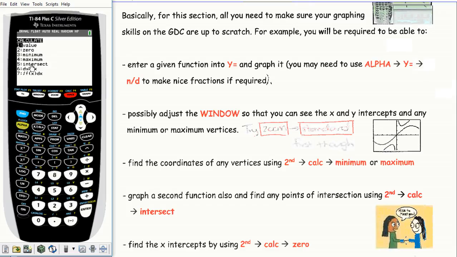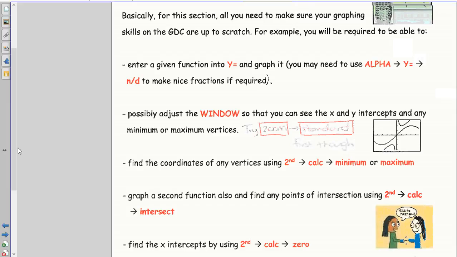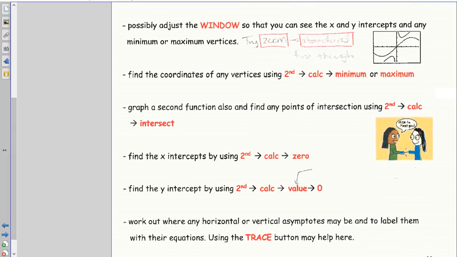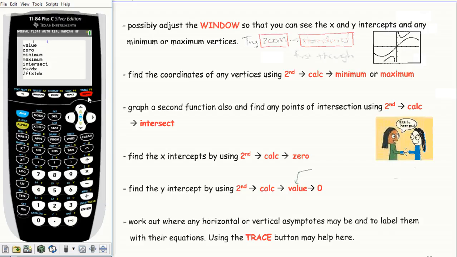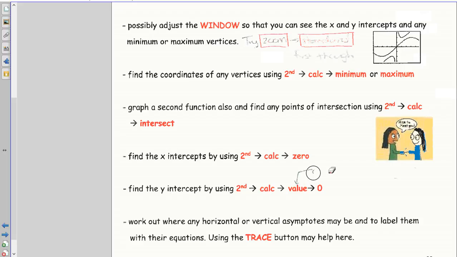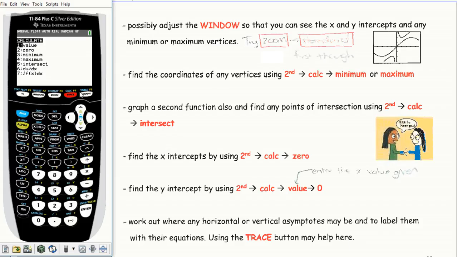You might be asked to graph a second function, like I did. I graphed 2 functions, and find any points of intersection, like I just did before. I went second, calc, intersect, number 5. You might be asked to find any x-intercepts on the graph. Turns out the functions I just drew don't have x-intercepts, but if they did, I would go second, calc, select 0, and then start to find the x-intercepts.